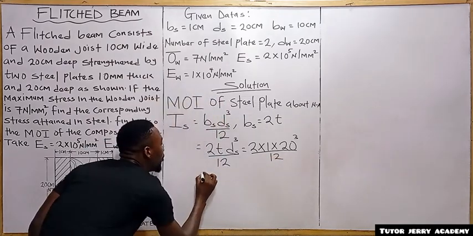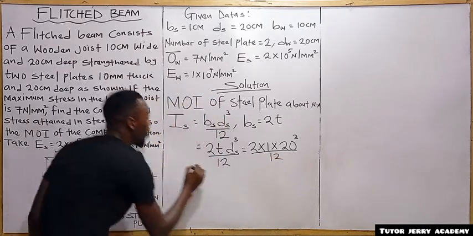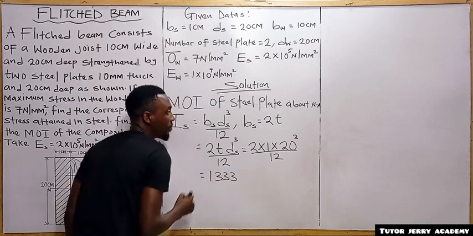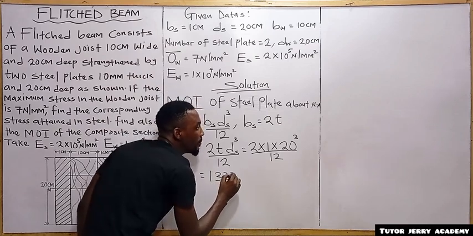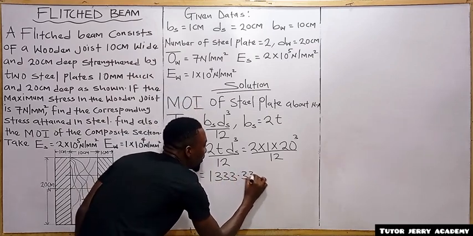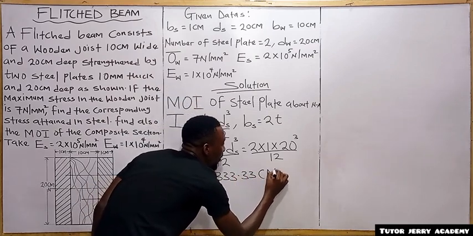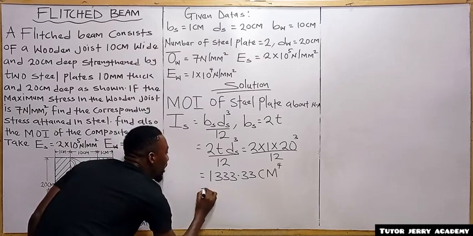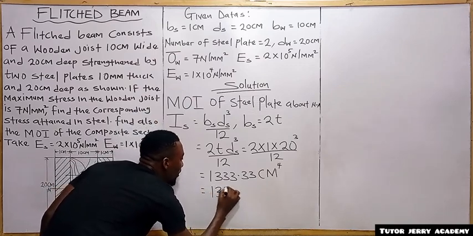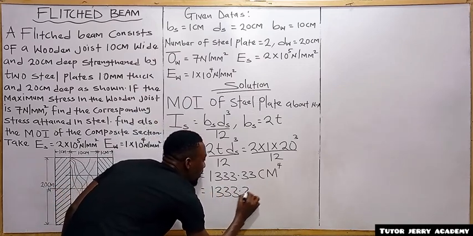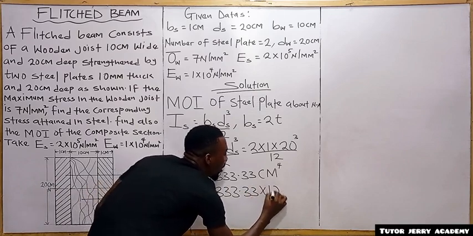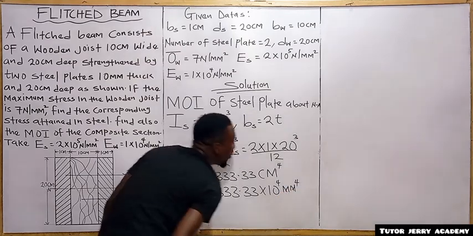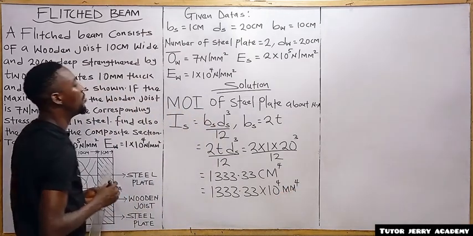If you press that in your calculator, you are going to have 1333.33 cm to the power of 4. If you convert this to mm, it's going to be 133.33 times 10 to the power of 4 mm to the power of 4.